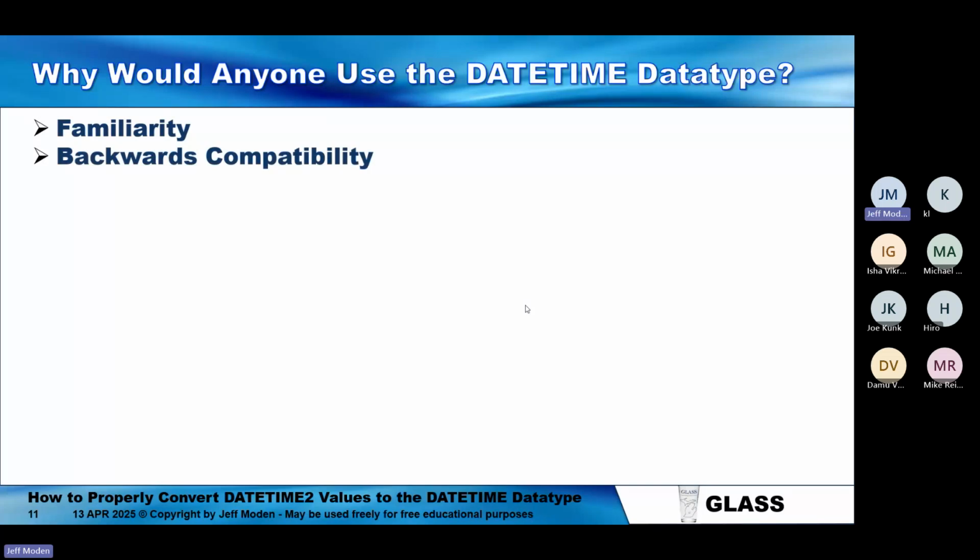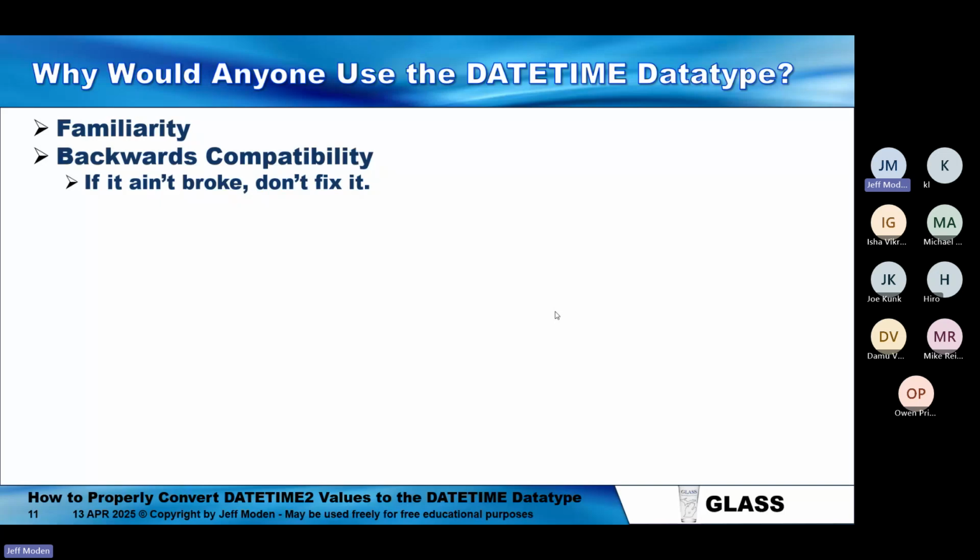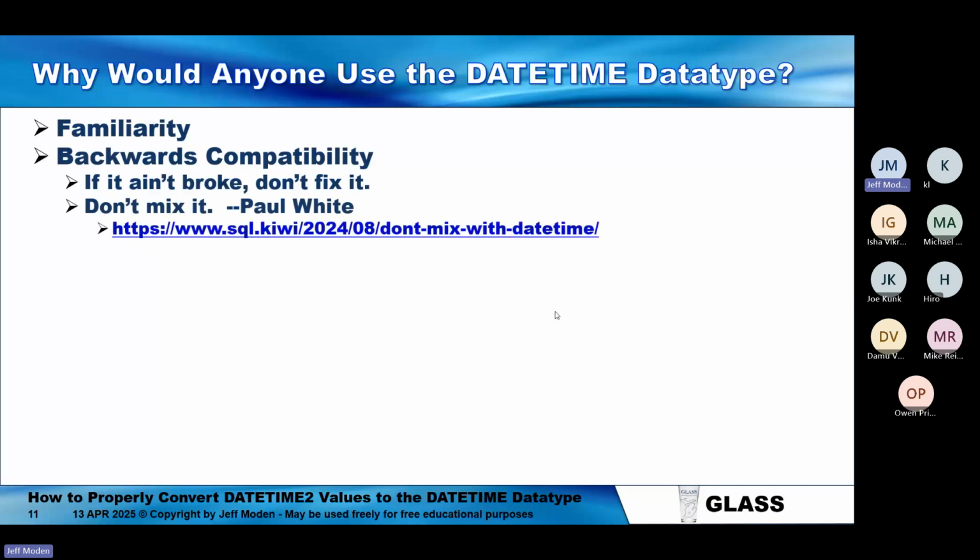And so you might have some backwards compatibility that you might have to maintain. And so you need to know how to use DateTime correctly. In other words, if it ain't broke, don't fix it. People won't necessarily want to go and spend the time to convert both the back end and the front end and everything else that talks with it to DateTime2 or DateTime2 offset.